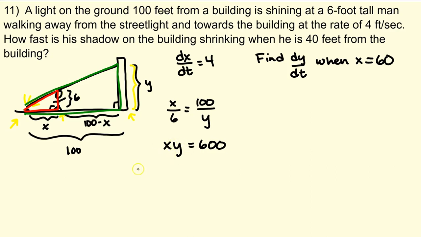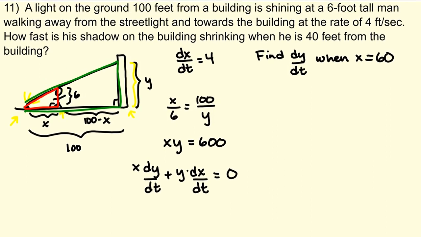So using the product rule, we have the first times the derivative of the second plus the second times the derivative of the first. Whoa, I almost put 1. That was crazy. The derivative of x is dx/dt, not 1. What was I thinking? Equals 0, the derivative of 600.